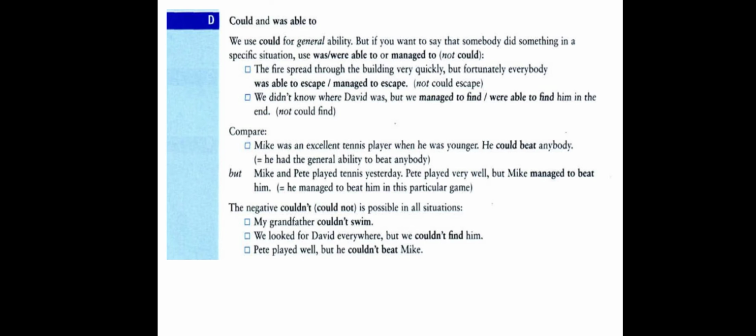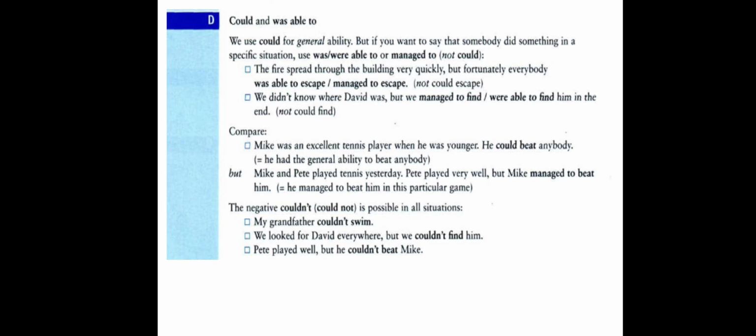Example number 1. The fire spread through the building very quickly, but fortunately everybody was able to escape, or everybody managed to escape. Here was able to, because we speak about a past situation. The fire spread, the situation is in the past, and we must use be able to, because it is a specific situation. So we use be able to in the past, so it becomes was. Everybody is singular, it takes was, so it becomes everybody was able to escape, or everybody managed to escape. So in specific situations we use was or were able to plus the base form, and managed to plus the base form.